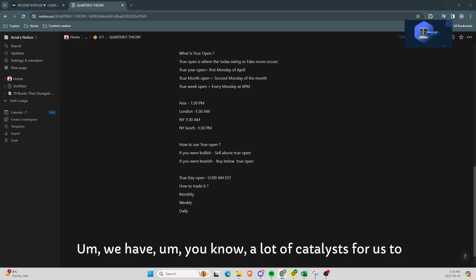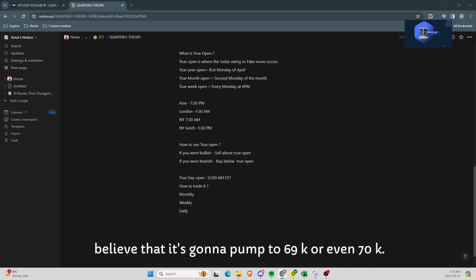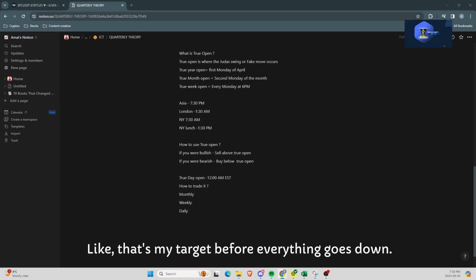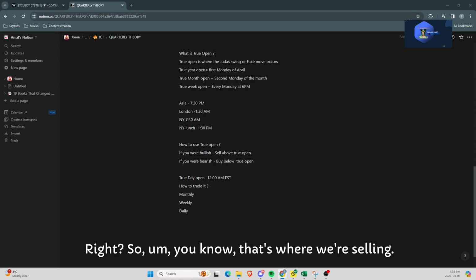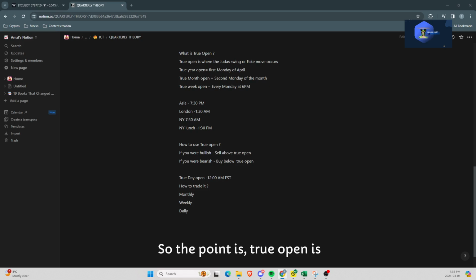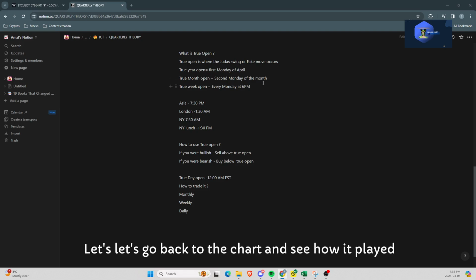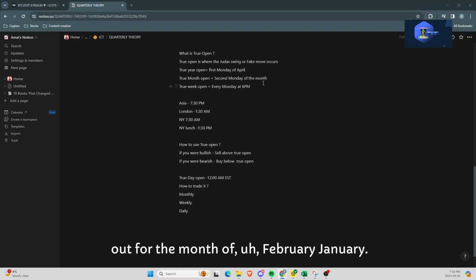We have a lot of catalysts for us to believe that it's going to pump to 69K or even 70K. That's my target before everything goes down, right? So that's where we're selling. The point is, the true open is on the second Monday of the month. Let's go back to the chart and see how it played out for the months of February and January.